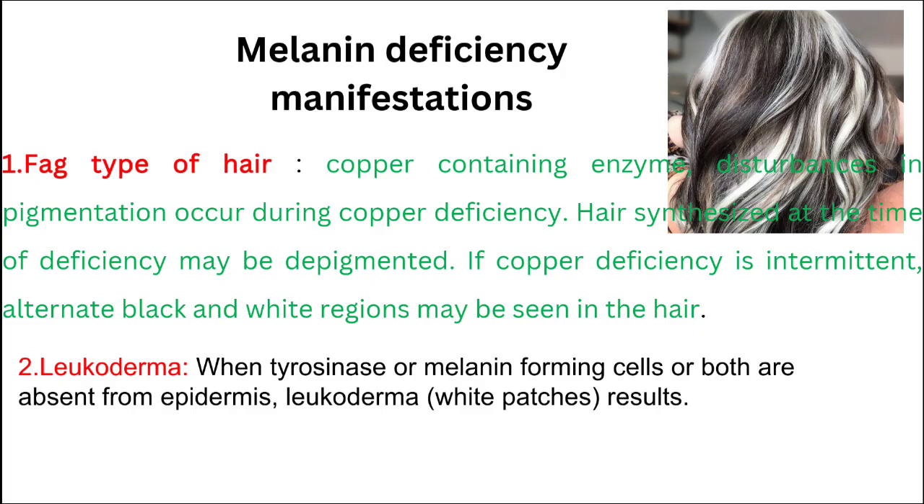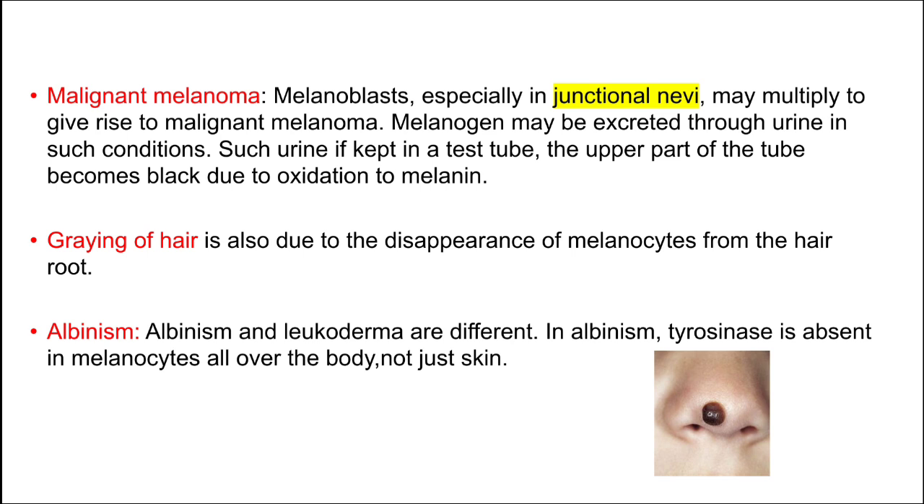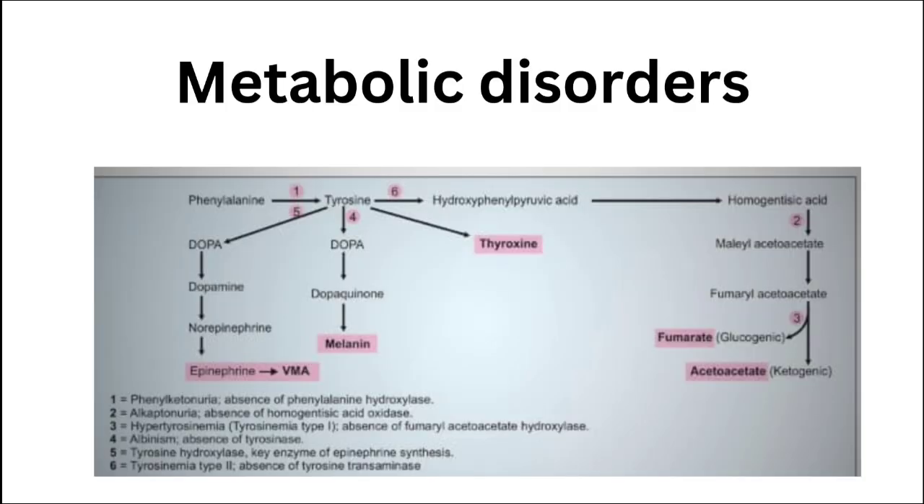Melanin deficiency manifestations. There is copper deficiency, which results in a fag type of hair, where there are alternate black and white hair. Then there's a condition of leukoderma, where white patches are seen because melanocytes are absent only in the skin. But if we take the case of albinism, melanocytes are absent throughout the body. Then graying of hair and malignant melanoma are other manifestations which you can learn. Then metabolic disorders. This flowchart we see here is a must.